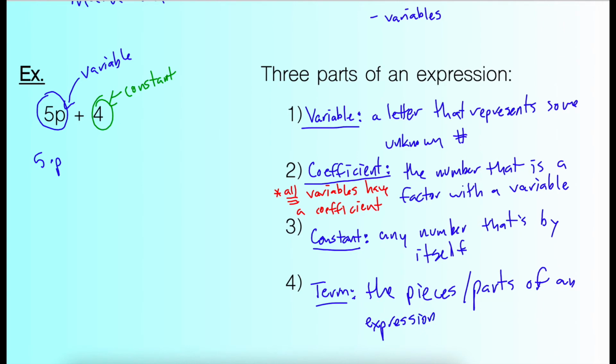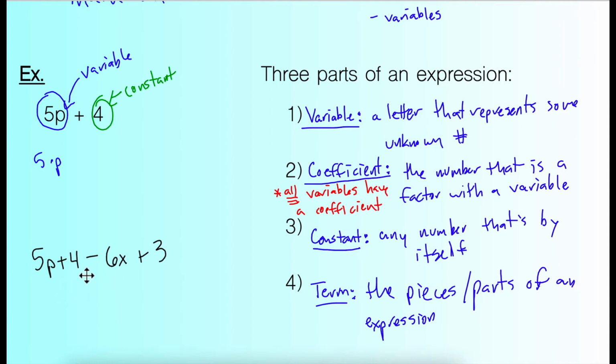So let's go with a new example. Let's go with 5p plus 4. Let's make it a little bit bigger. Minus 6x plus 3. All right, so we've got a lot of things here. So I can see I've got some variables, that would be p and x. I've got some constants as well, some numbers that are by themselves, 4 and 3. I can see that both of those variables have a coefficient. The coefficient of p is 5, and the coefficient of x is 6.